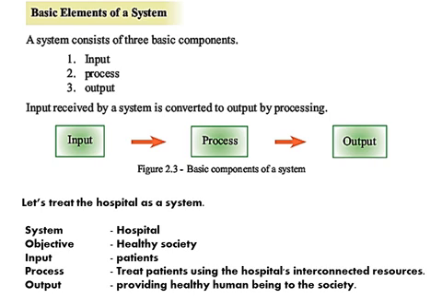Consider the hospital as a system. Here the system is a hospital, the objective is a healthy society, the input is obviously patients, the process is to treat patients using the hospital's interconnected resources, and the output is providing healthy human beings to the society. In the same way, you can write input, process and output for the school system.